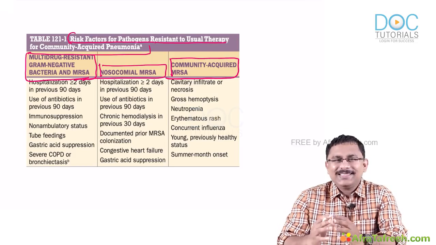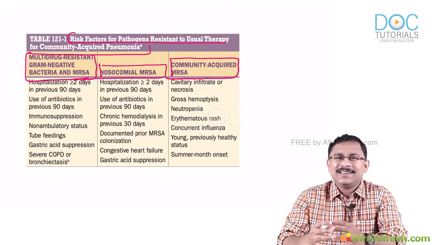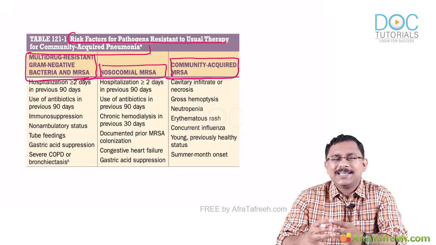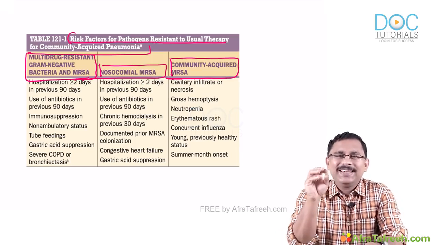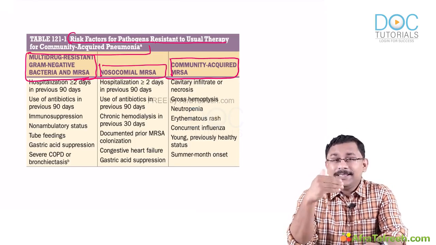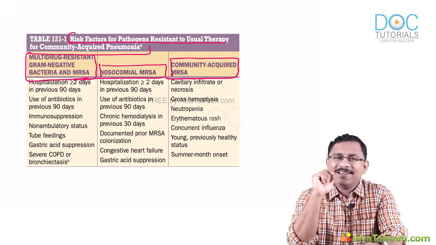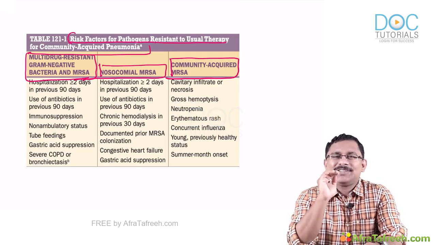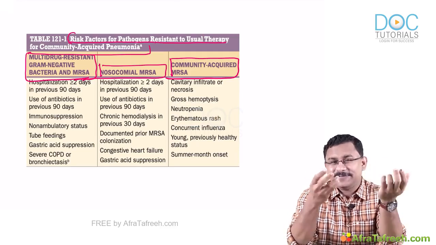So again, you should have an overview of what these risk factors are, because when it comes to MCQs, you might be given certain clinical scenarios in which the examiner would hide these risk factors in the long question, and it is up to you to figure out that you are likely dealing with a resistant organism. So your idea should be very clear on what these risk factors are.